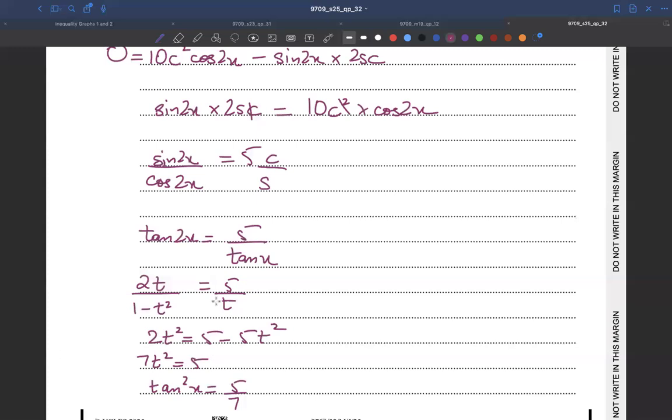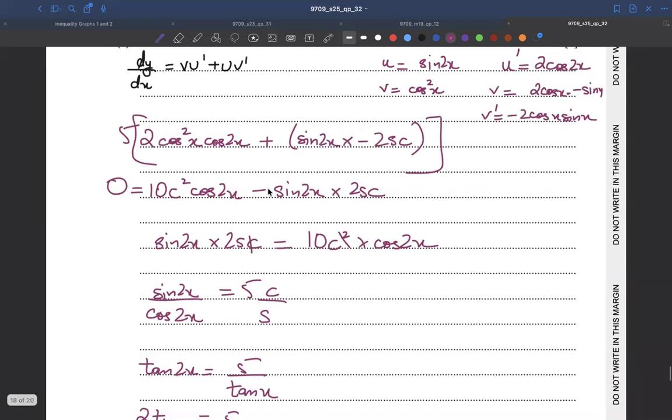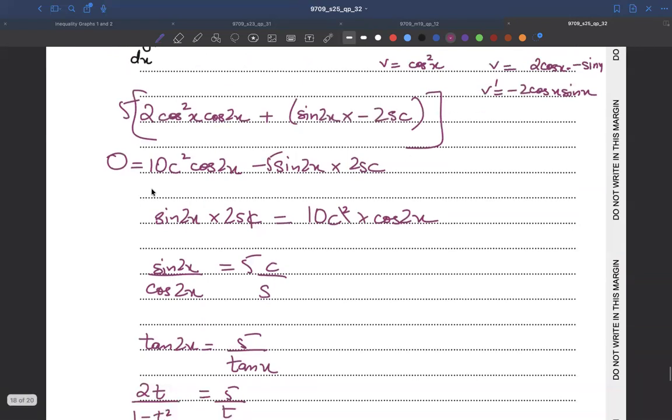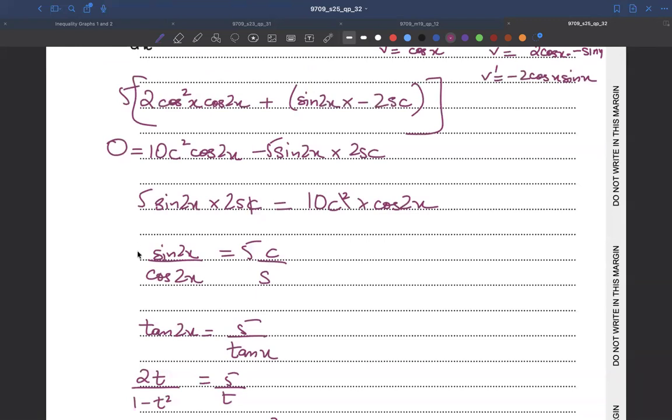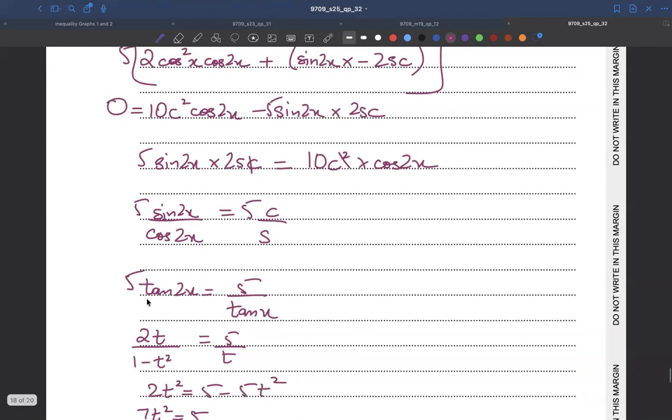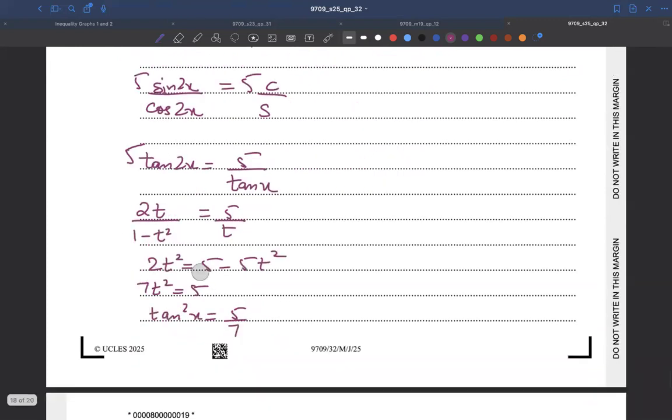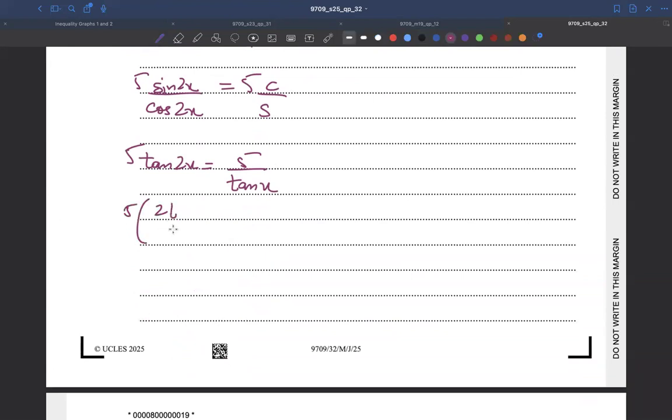And just one correction, we did not multiply the 5 over here. So we had to multiply by 5 over here as well. This would have been a 5 over here, and this would have been a 5 over here as well. So this would have been 5 into 2 tan x upon 1 minus tan squared x equals 5 upon tan x.